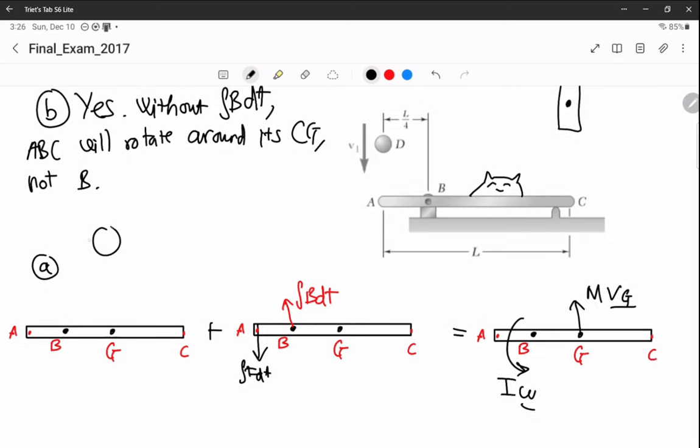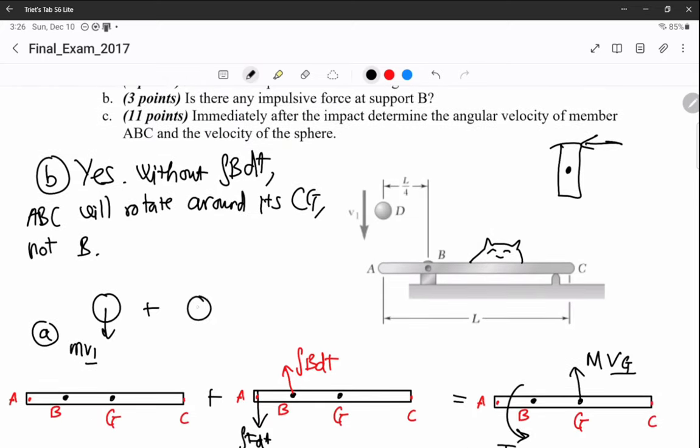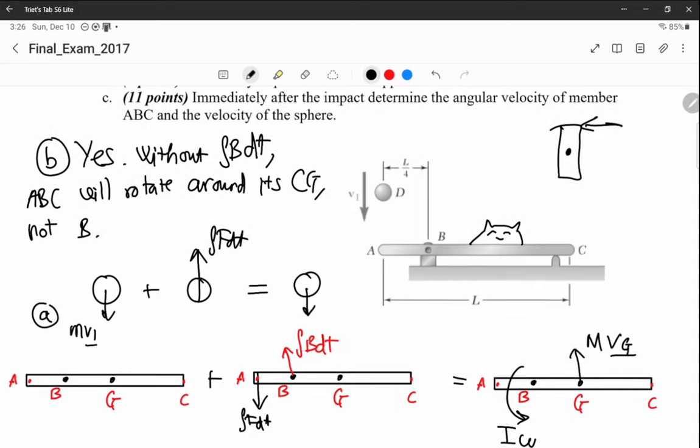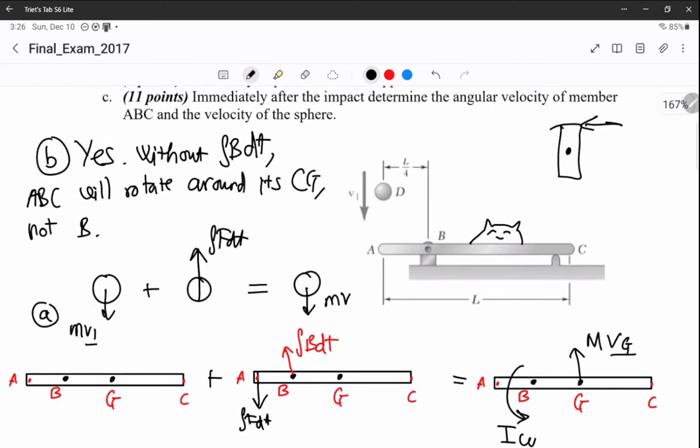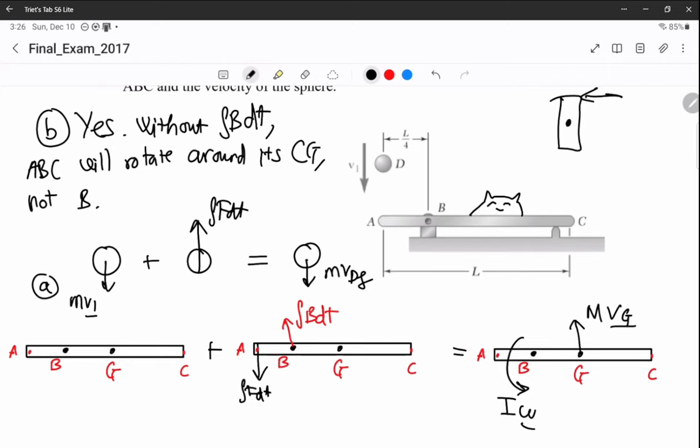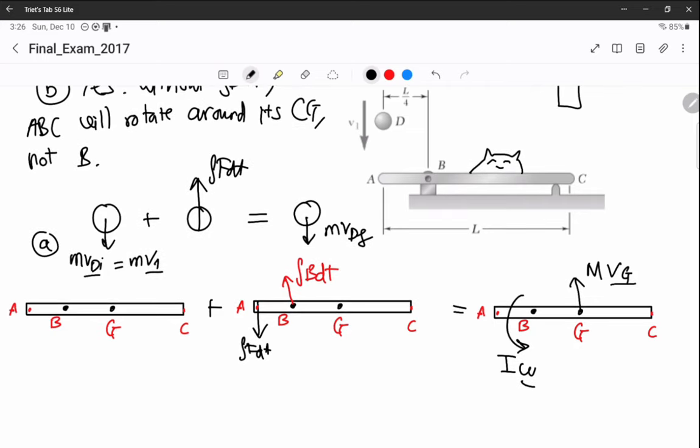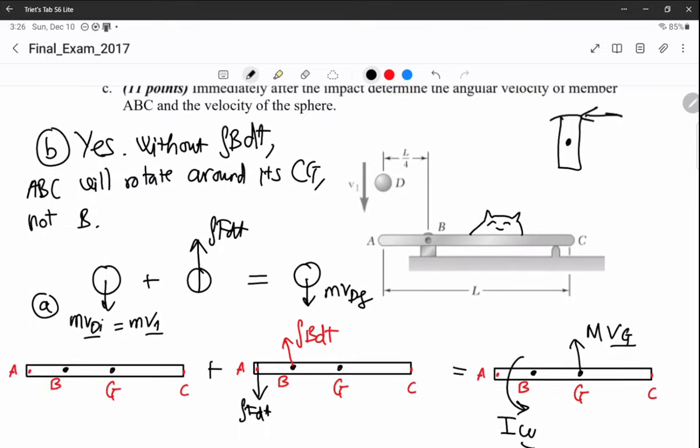And for the ball, the ball is moving with mv1 initially, plus here, an impulse upward, integral F dt, equal to. And then finally, this is going to be implicit. You can decide up or down depending on your convention, and depending on the values at the end, you're going to get positive or negative. So let's say this is m vd initial, which equals mV1.